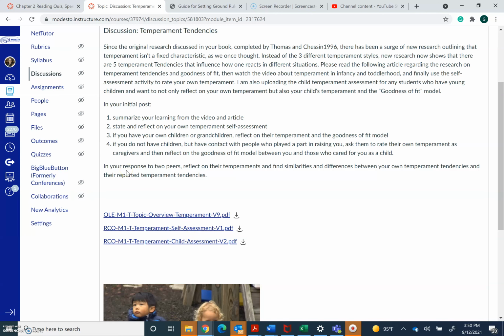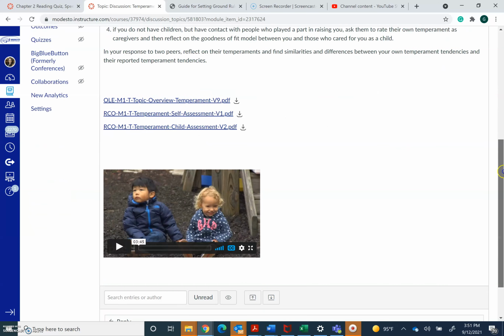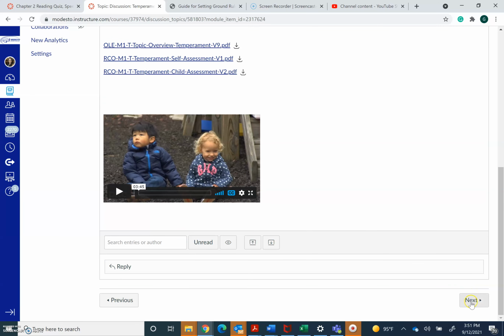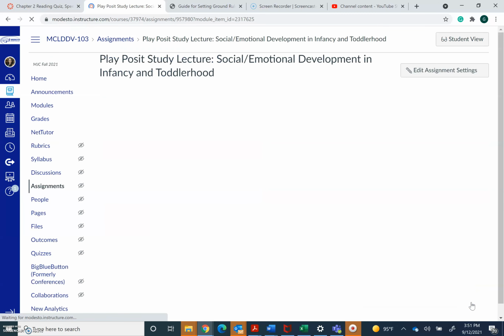Okay. So that is your initial post, which is due Friday, and then your responses to your 2 peers, you're going to reflect on their temperaments and then find similarities and differences between yourself and your peers who've posted in this discussion as well. Okay, so that's your discussion this week.